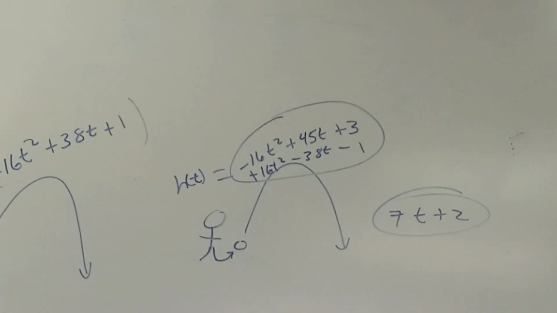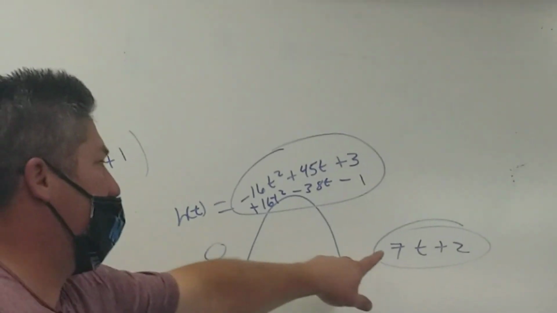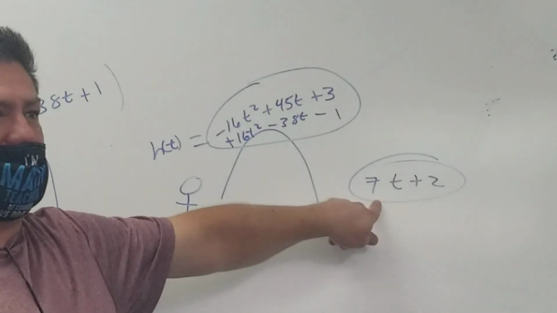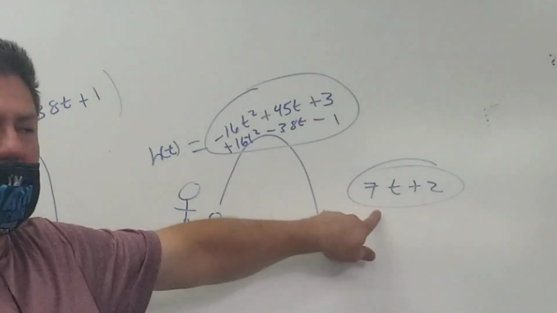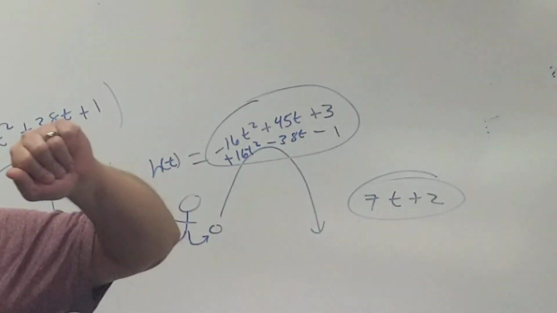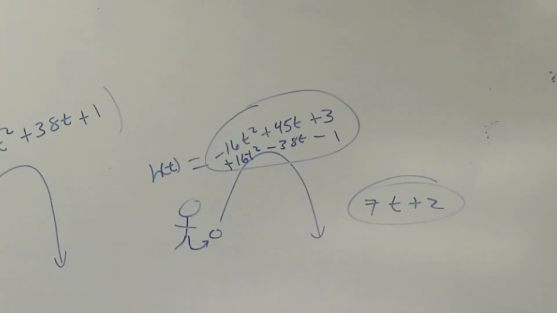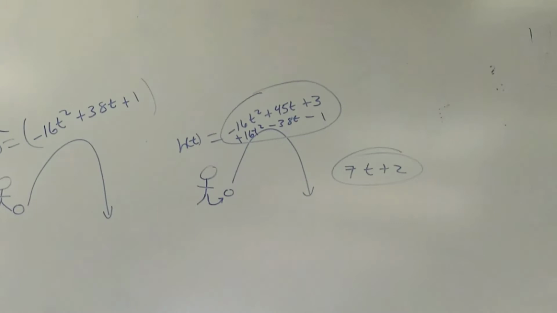Interpret the coefficients of the polynomial in part A. So what does the 7 represent? How much harder they kicked it. And the 2 represents how much higher it was when they first kicked it. Those are the 2 things that you need to interpret.